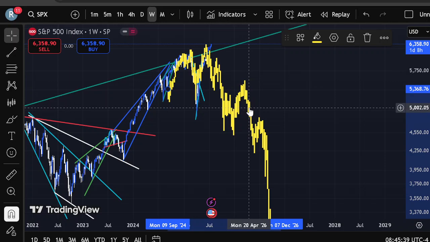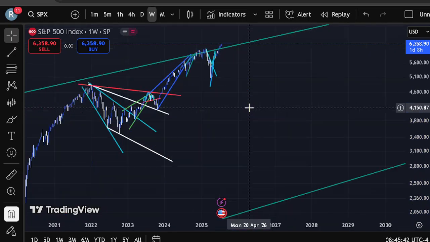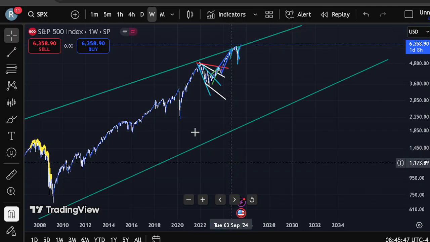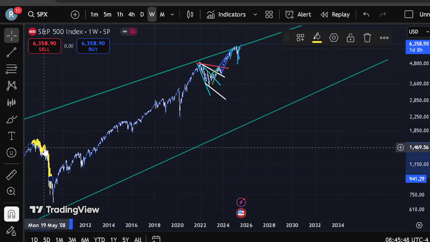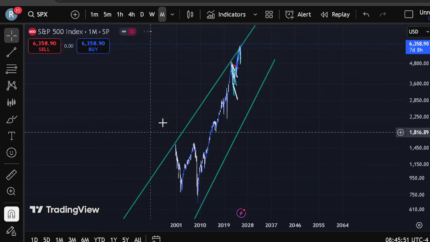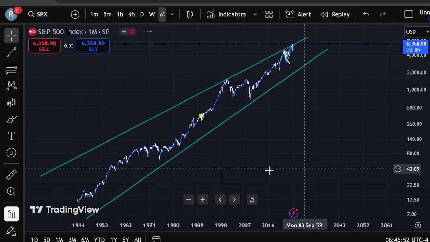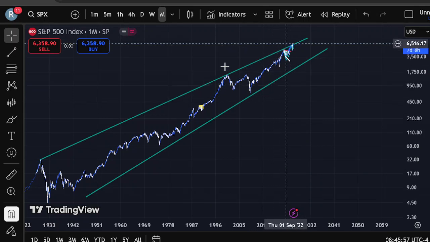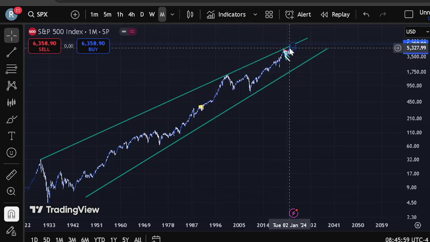So if we zoom out and you can see when it tagged this trend line, it was usually a bad time to invest into everything.